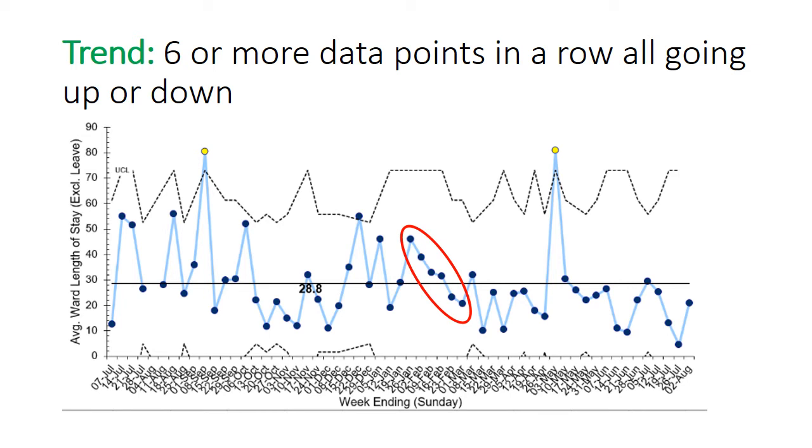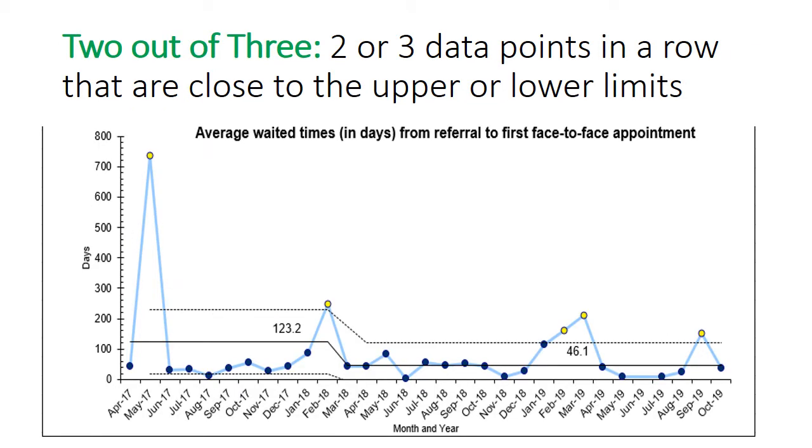The fourth rule is the 2 out of 3 rule. This is when 2 out of 3 points in a row are very close to the upper and lower control limits. This tells us that the current system is unstable, resulting in data points that quite quickly go from one extreme to another. Here we can see that in December 2018, people under this team had waited an average of 10 days for their first appointment, while people who were seen in January 2019 had waited over 100 days.